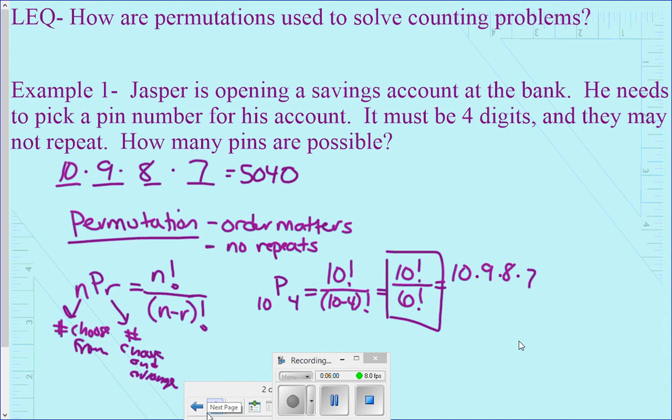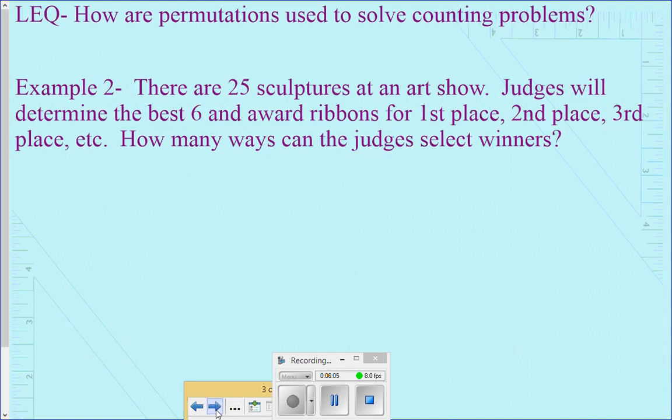Okay, so let's continue here. Let's try this one. So 25 sculptures, judges are picking first through sixth place. How many ways can the judges select the winner? So when you start a problem, you want to decide, is this a permutation or not? If so, use the formula, and if not, you'll use a decision chart. So does the order matter? Yes. And can we repeat? No. Once you get first place, you can't also get second. So this is a permutation.